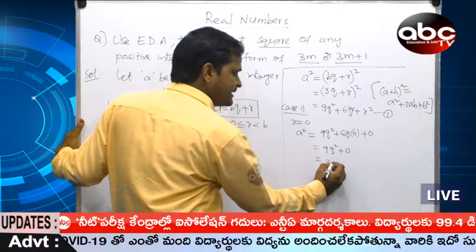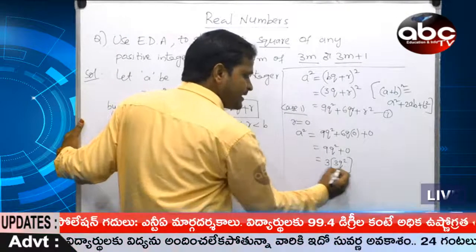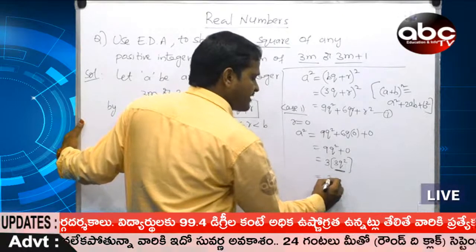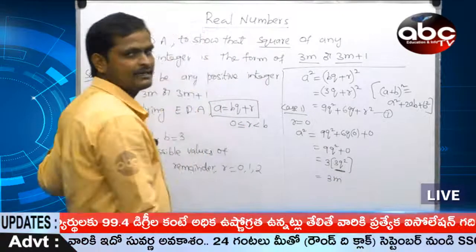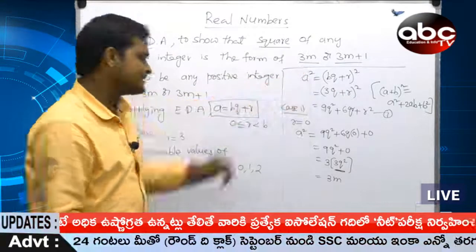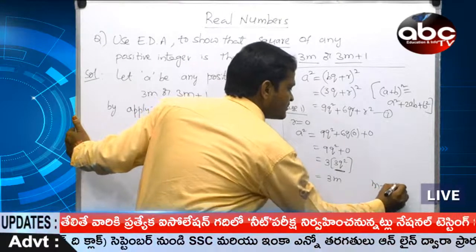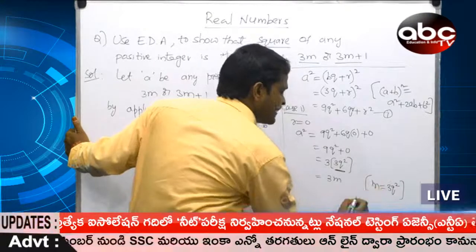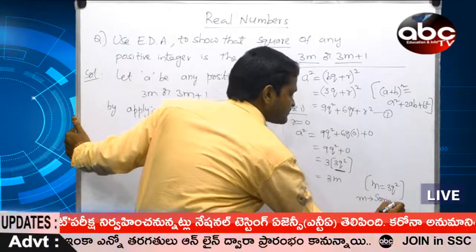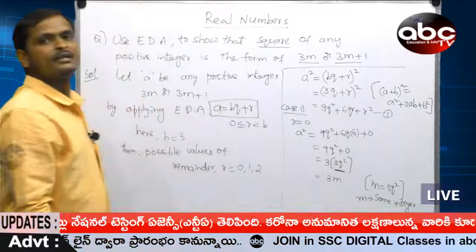9q² you can write as 3 into 3q². In place of 3q², take the variable m, where m is some integer. Therefore a² is in the form of 3m, where m = 3q² and m is some integer. Is it clear, students?